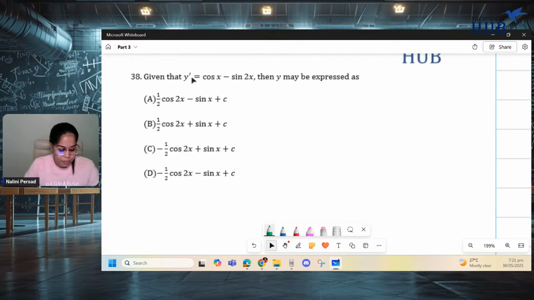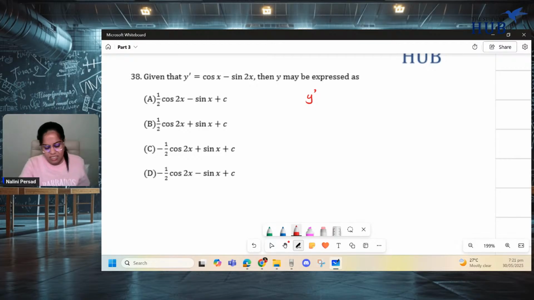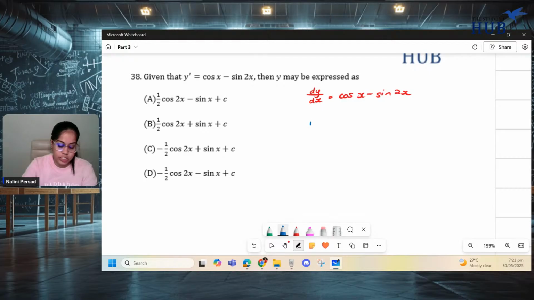Question 38. Given that y prime, this is another way of writing dy dx, is equal to this, what is y? Right? Y prime, we don't really like to use that. We like to use dy dx. Right, so how do I get y? What must I do? I need to work my way backwards. So the opposite of differentiation is integration. So I need to integrate dy dx with respect to x, right?